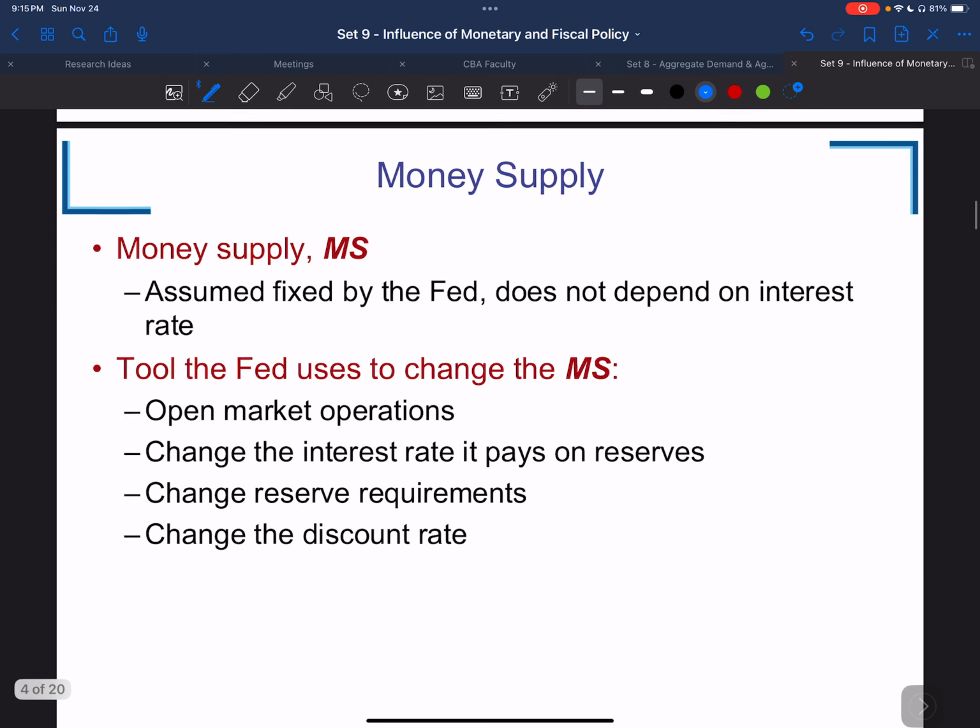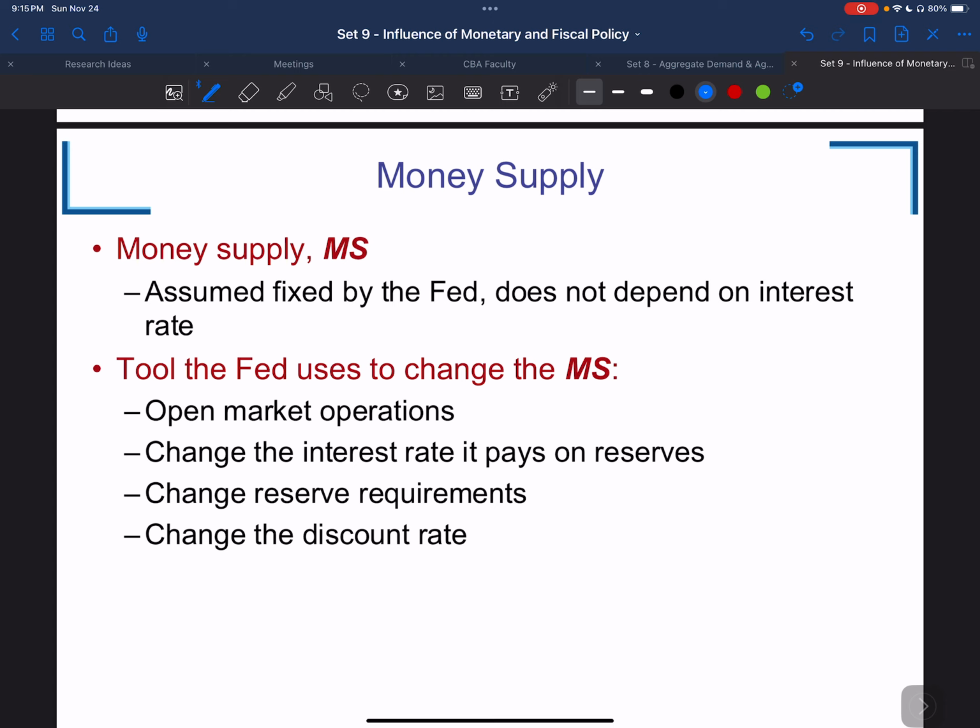Okay, let's look at each of those policies in more detail and see how they actually affect aggregate demand and how the government or Federal Reserve can use these tools to influence and stabilize the economy. Money supply is assumed to be a fixed amount, set by the Fed, and we assume that it doesn't depend on the interest rate.